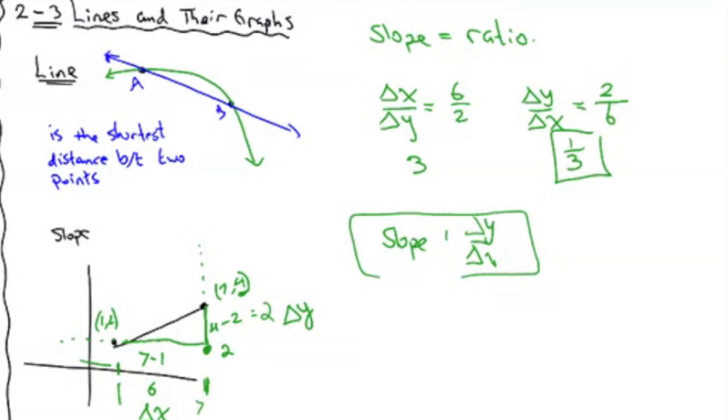Most people, when they do slope wrong, they do change in x over change in y. Because they're thinking x comes first and y comes second, like a coordinate. With slope, it's totally backwards. Y is coming on the top and x is going on the bottom. All right. Not that hard, right? This is nice and easy stuff.